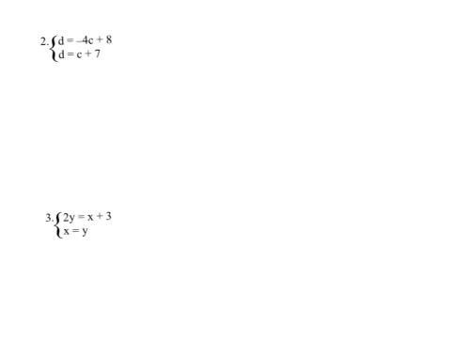So what you are going to do is simply replace, I can replace this d with negative 4c plus 8, or I can replace this d with c plus 7. Either way, what you're going to get are these two expressions are equal to each other. So I'm going to have negative 4c plus 8 equals c plus 7.